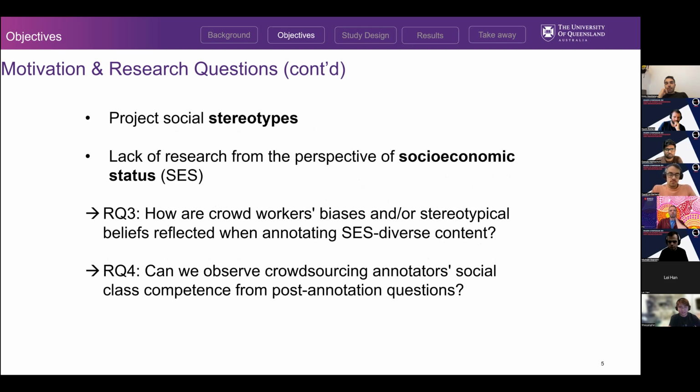Currently, there are some studies on bias in crowdsourced annotation, for example, race or gender. However, there is still a missing study from the perspective of socio-economic status. So my last two research questions are: how are the crowd workers' biases reflected in their annotations? And can we observe any bias from their post-survey or post-task questions?